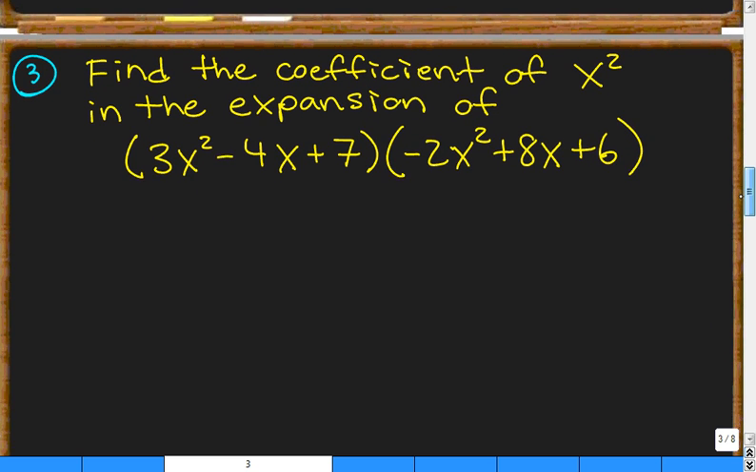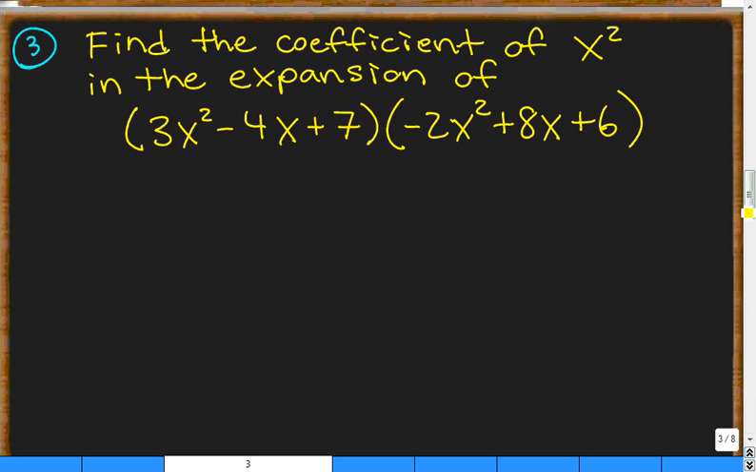Now, based off that, what if they asked us a question to find the coefficient of x squared in the expansion of 3x squared minus 4x plus 7 times negative 2x squared plus 8x plus 6? Well, we discussed in the last one, each term has to multiply by everything in the other terms. So like the 3x squared would have to multiply by each of these three.